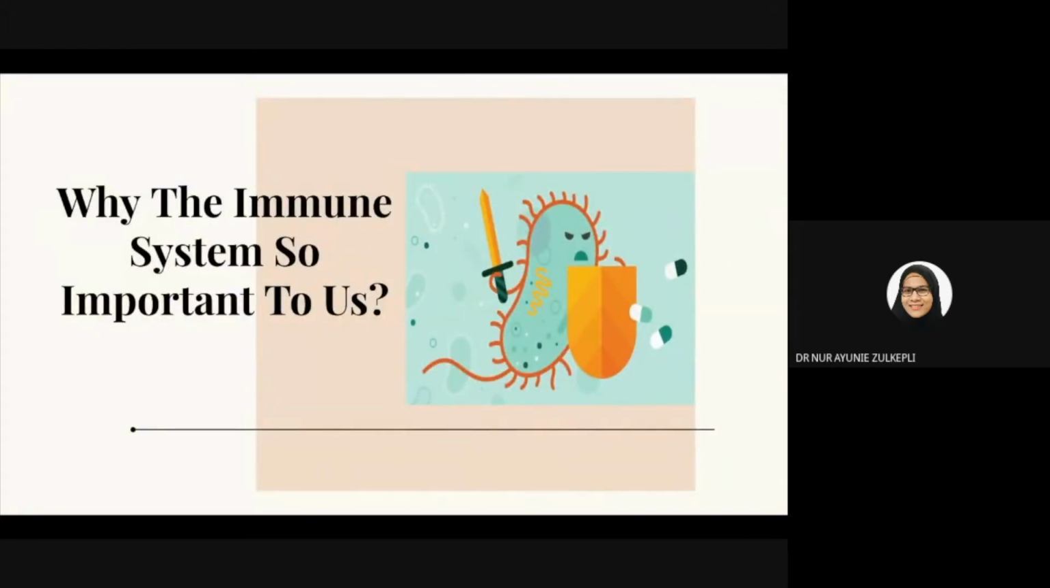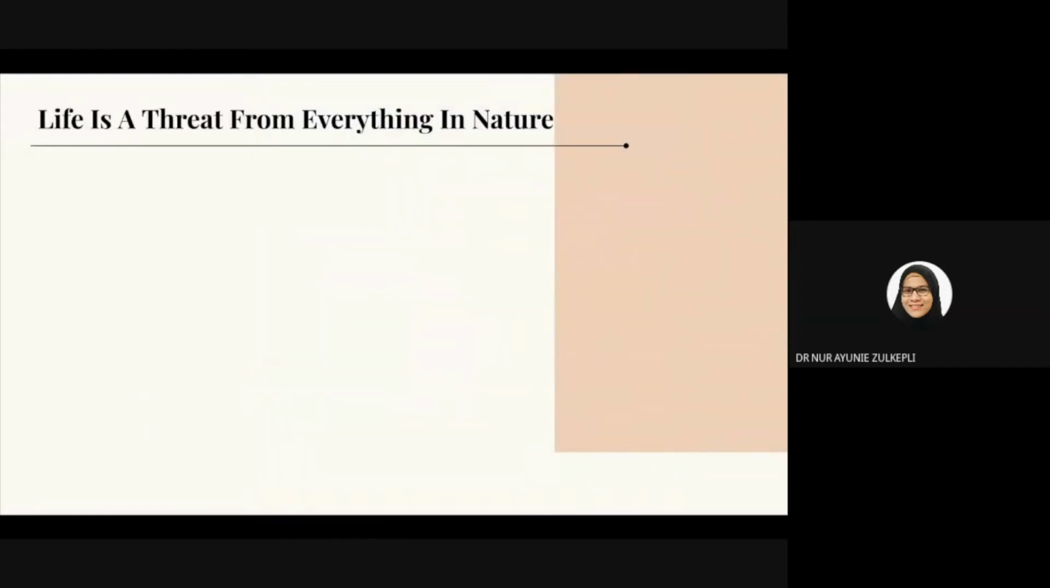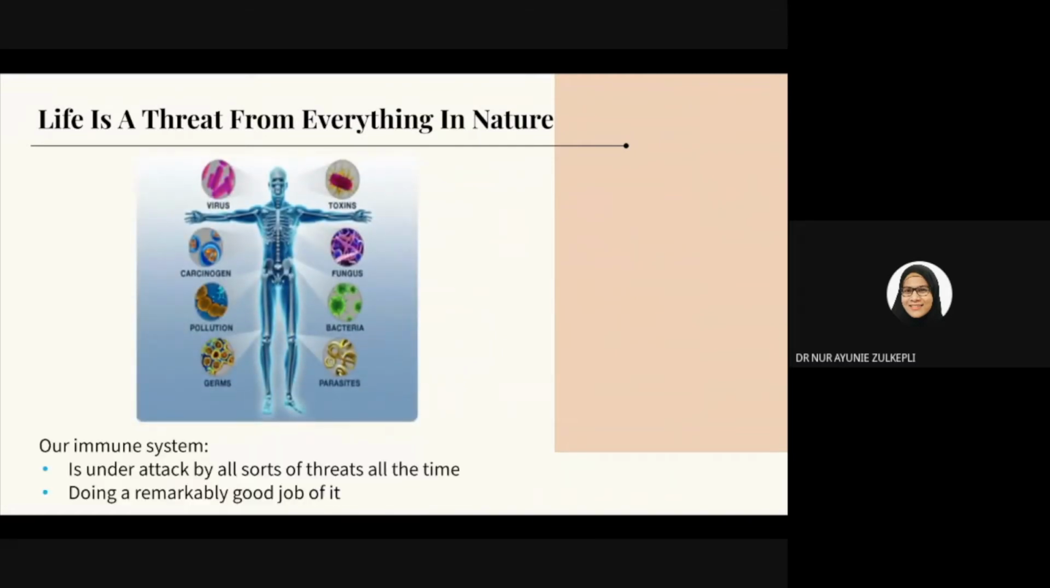Okay, so why is studying the immune system so important to us? So why are you taking this course? Why is the immune system so important to us? Because in our daily life, we are exposed to many threats from everything in nature. Okay, so we are always under attack by all sorts of threats all the time. So what are the threats? Could be viruses, toxins, carcinogens, fungus, pollution, germs, parasites, bacteria. So all of these are exposed to us.